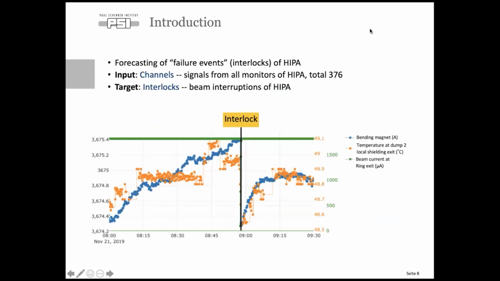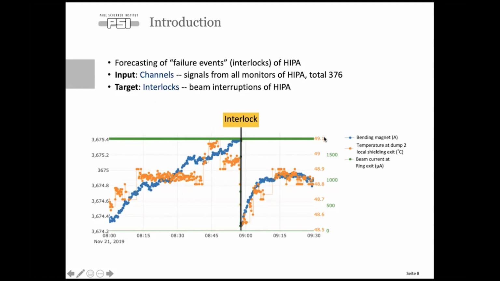So this is what we are going to do. We are going to forecast the so-called failure events, which are interlocks inside Hipaa. And our inputs are so-called channels, which are the signals from all the monitors of Hipaa. And we have in total 376 of them. And our target is the interlocks, which are the beam interruptions of Hipaa.